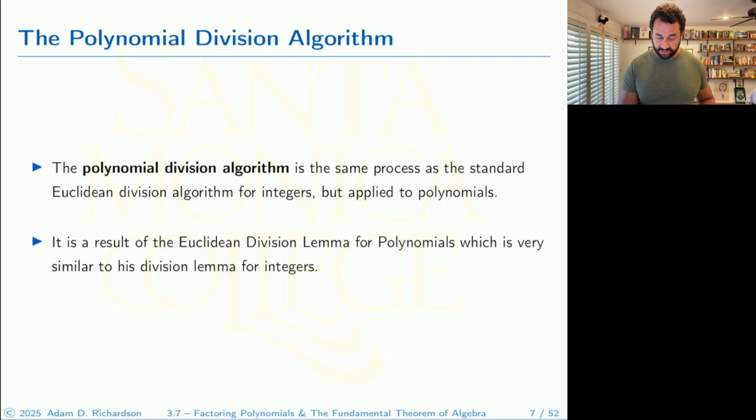So the polynomial division algorithm is basically the same process as the standard Euclidean division algorithm for integers, but applied to polynomials. It's a result of the Euclidean division lemma for polynomials, which is very, very similar to the division lemma for integers. So we're going to take a look at that right now. And I want you to just relish how funny the equivalence is. They are almost the same statement, just in the realm of polynomials instead of integers.